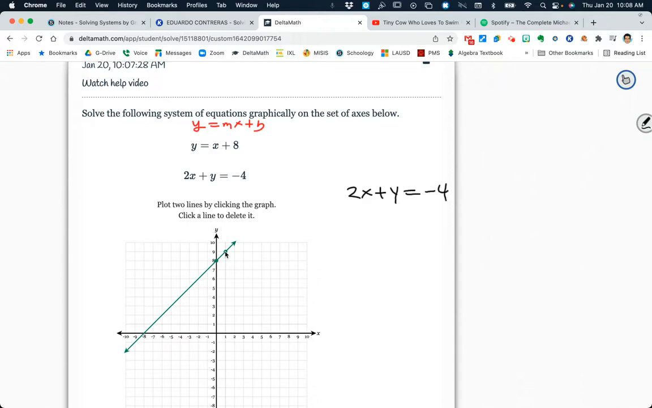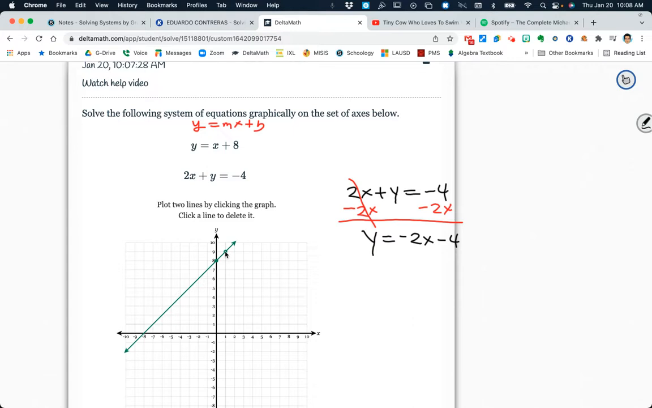So here's my equation I have to rewrite. I'm going to get rid of the 2x. Subtract it. And I'm left with y equals negative 2x minus 4. Is that ready to graph? Yeah, y is all by itself. As soon as you see y and nothing else on the left, it's done.